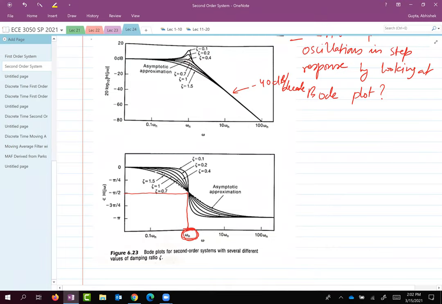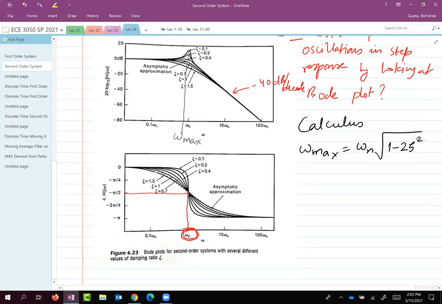Let me draw a gray line. Let me call this omega max. This is the point at which the magnitude plot reaches the maximum value. By doing some calculus, which I'm sure you know how to compute the maximum of a curve, you can show that omega max is actually equal to omega n square root of 1 minus 2 zeta squared.